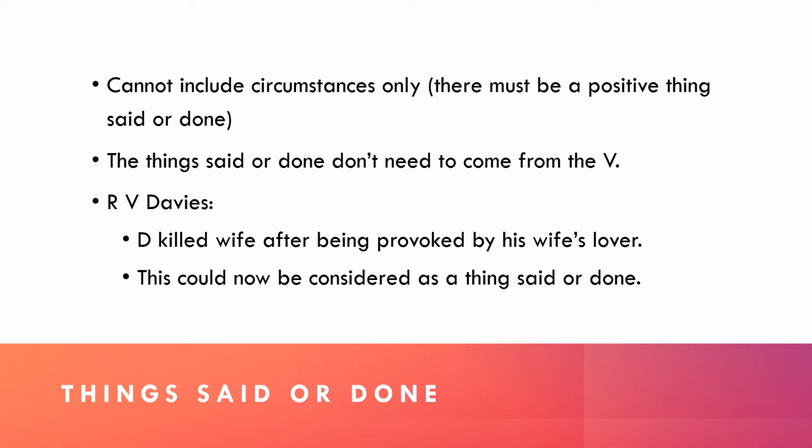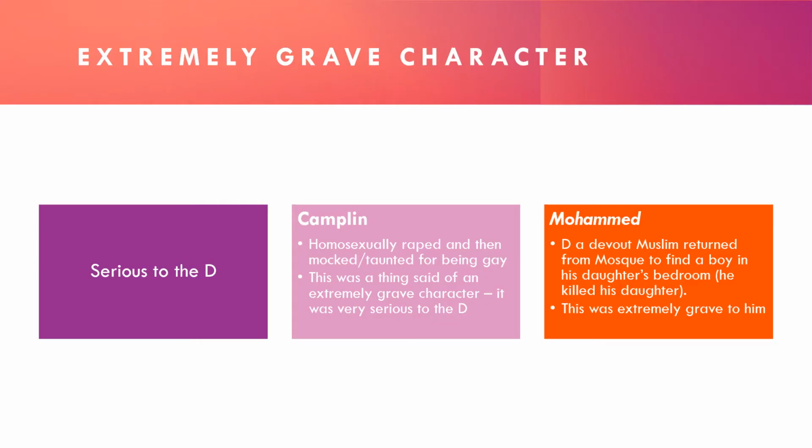So the things said or done then cannot include circumstances only. So there needs to be a positive thing said or done, normally to the defendant. Now it doesn't need to come from the victim, so it can come from somebody else, as long as the person loses control. So for example, in Davis, a provocation case, the defendant killed his wife after being provoked by his wife's lover, and this could now be considered as a thing said or done, because of course it's from someone else other than the victim, but they would suffice under the new law.